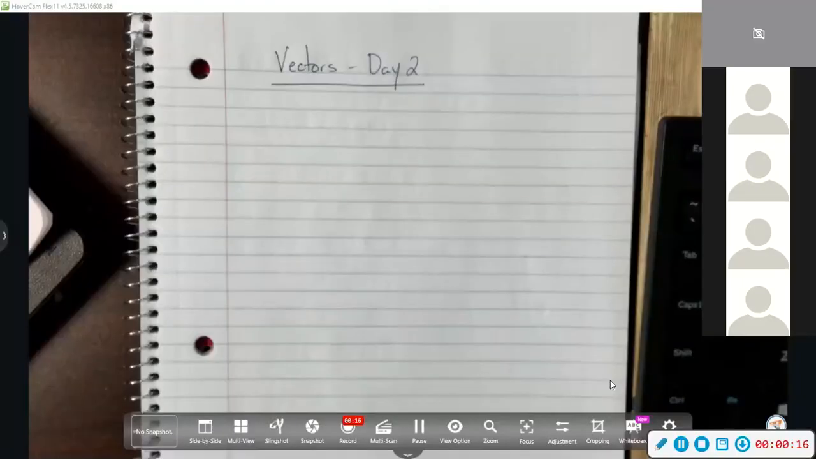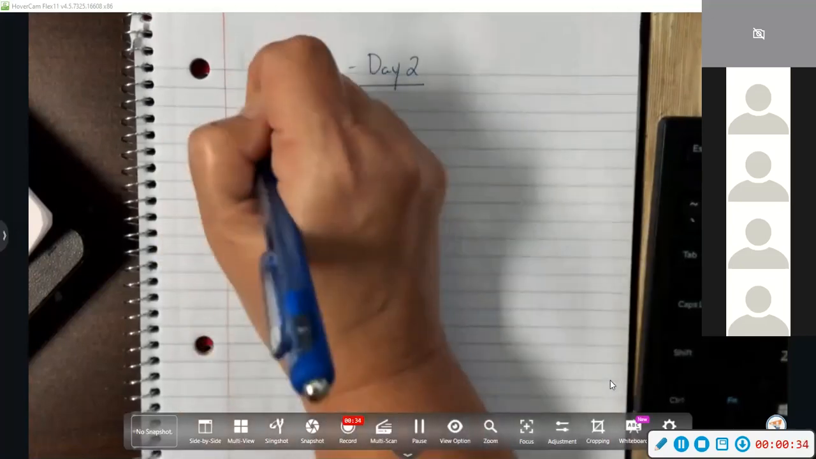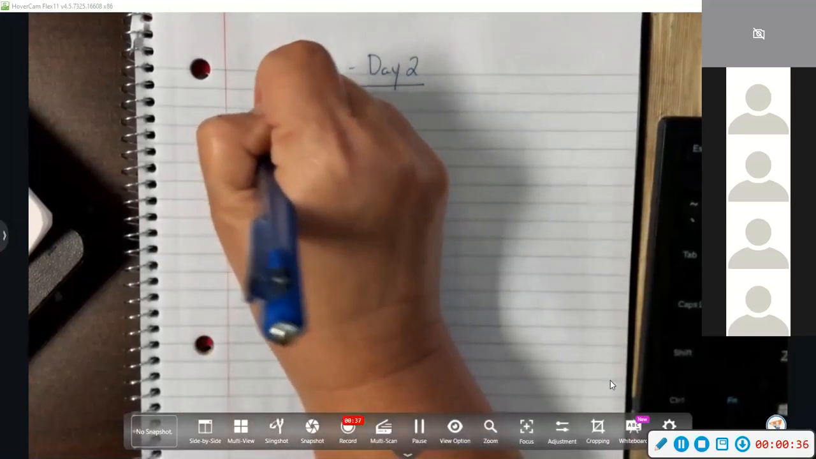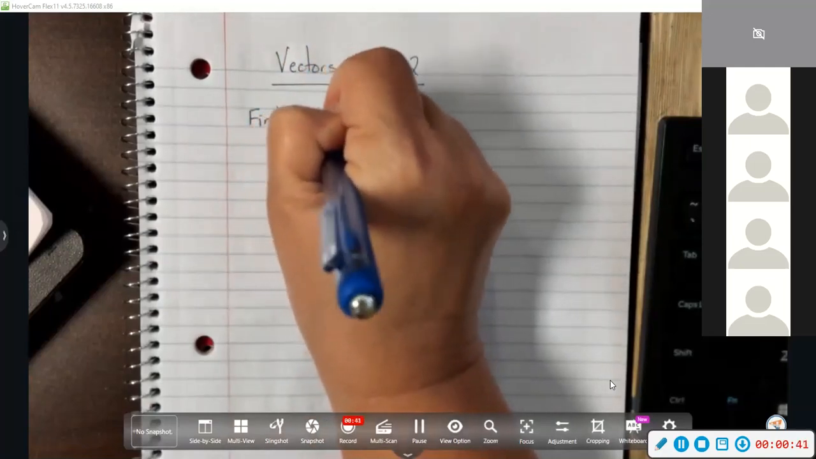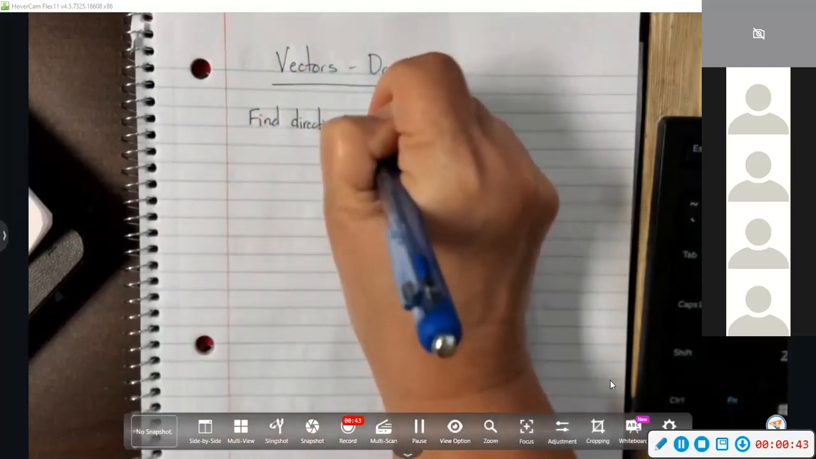So we saw vectors have direction and magnitude, right? And so today we're going to start with building the skill of being able to find the direction and magnitude when we are given a vector, okay? So our instructions here are find direction and magnitude.